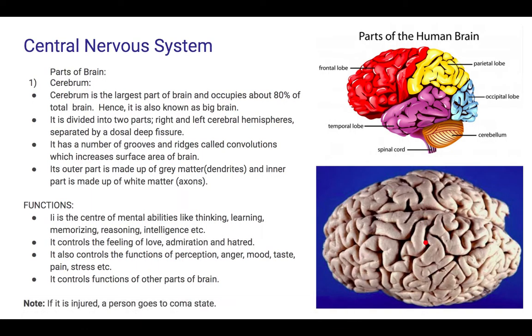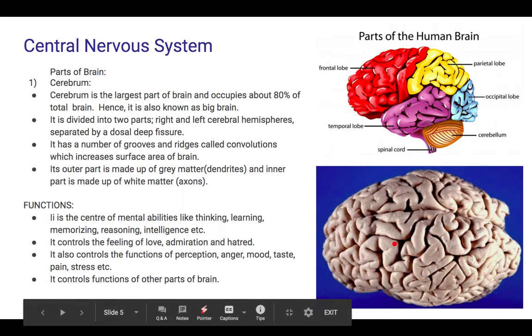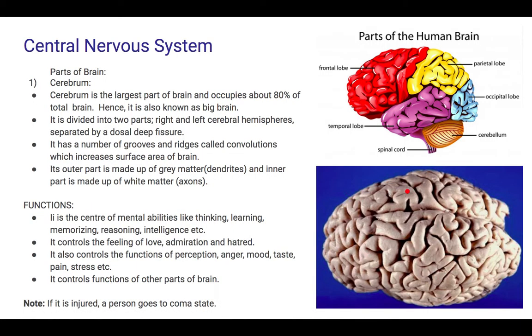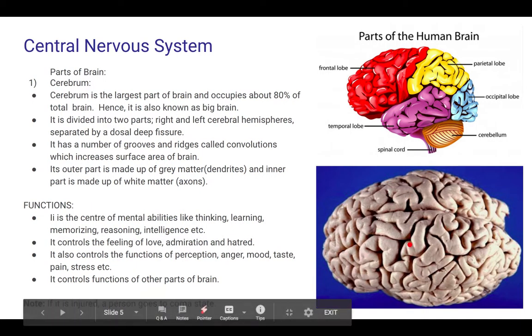Though it is not given in your syllabus, let me give you one extra piece of information about cerebral hemispheres: each hemisphere controls the opposite half part of body. That means right cerebral hemisphere controls your left half part of body, and left cerebral hemisphere controls the opposite right part of body.